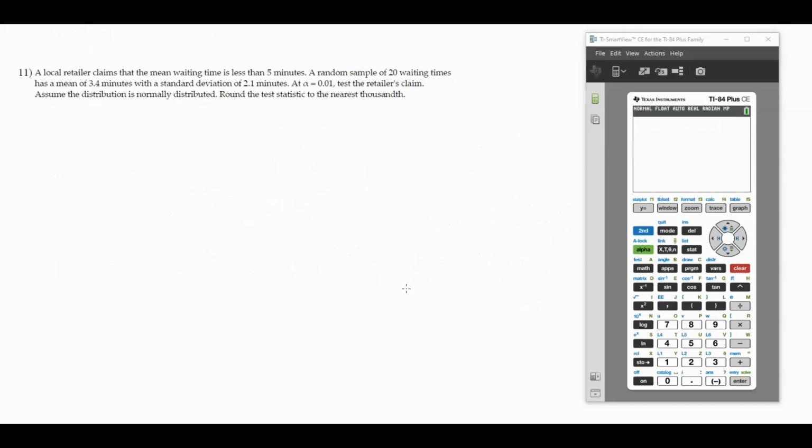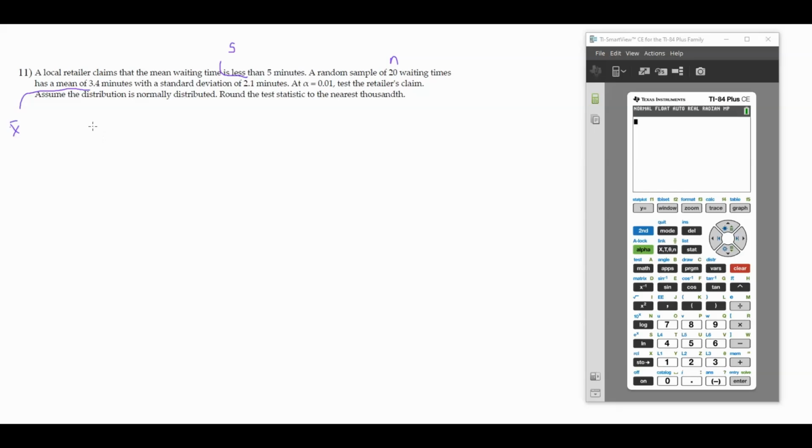Number 11, it says a local retailer claims that the mean waiting time is less than 5 minutes. A random sample of 20 waiting times has a mean of 3.4 minutes, that's X bar, from the sample, and a standard deviation of 2.1 minutes, that's S. At the significance level alpha of 0.01, test the retailer's claim. Assume the distribution is normally distributed. Round the test statistic to the nearest thousandth, so 3 decimals. All right.